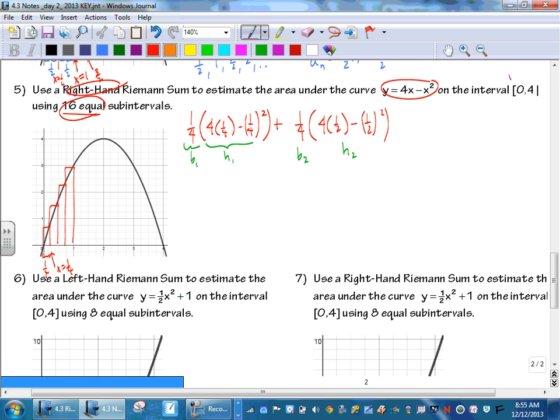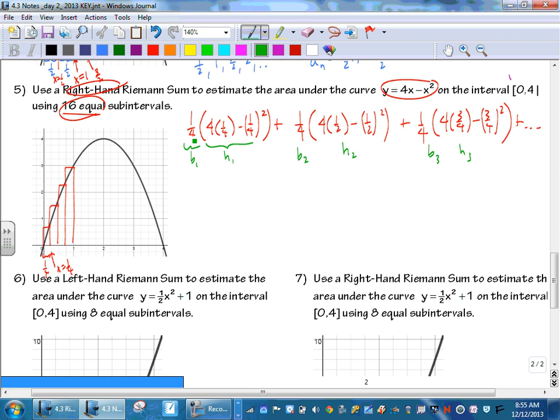And then let's just do one more here. It still has the same base of 1/4. To find the height for our third one, the x value that we're plugging in is 3/4. So 4 times 3/4 minus 3/4 squared. And that would keep going on for all 16 rectangles, but we don't want to write all those out or calculate all those by hand. So what we're going to do is set up our formula.